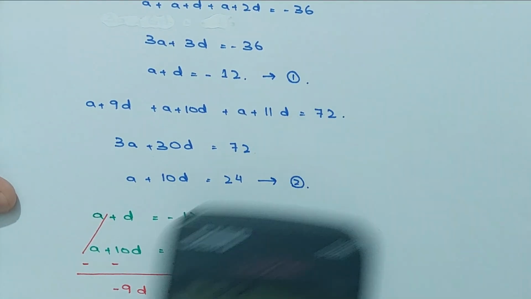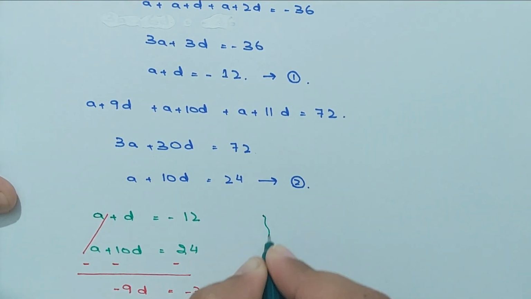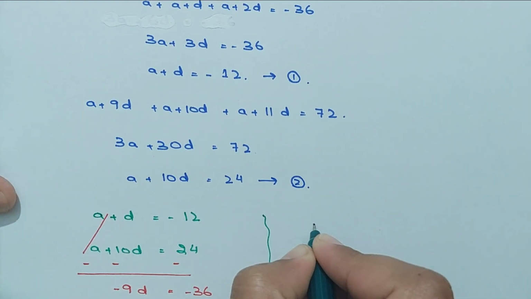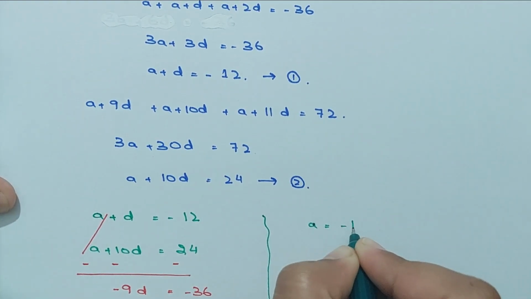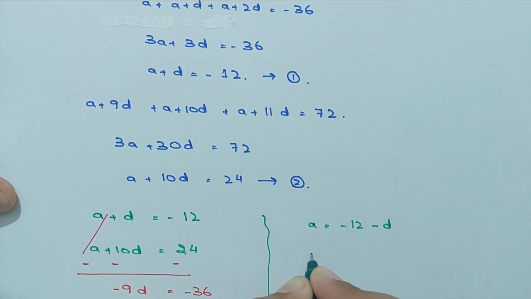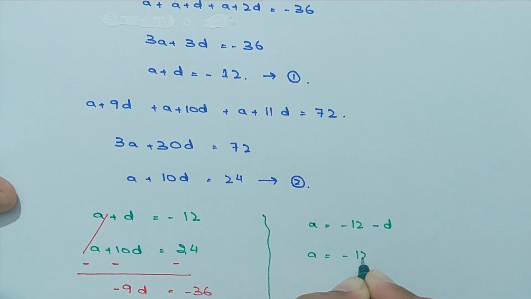To get the first term, substitute the common difference into the first or second equation. So a should be equal to negative 12 minus d. So a is equal to minus 12 minus 4. So a is equal to negative 16.